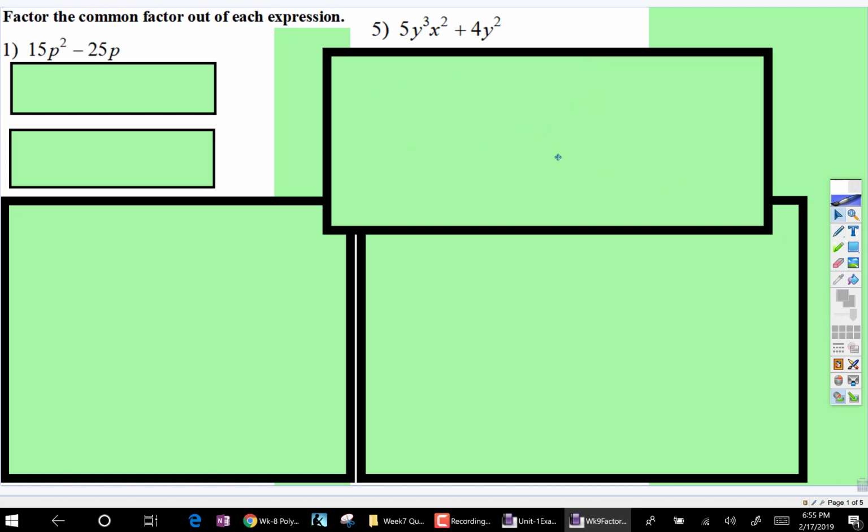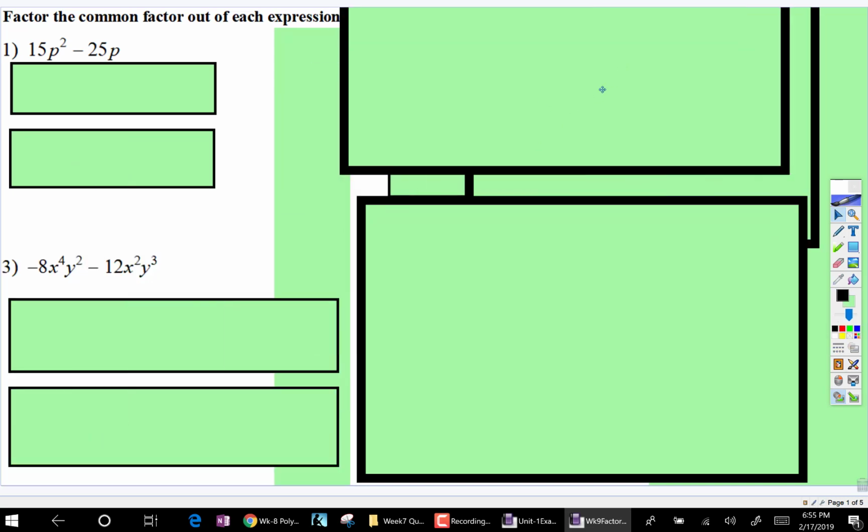So writing factors out is a good way to do it. So let's see what we have here. Well, negative 8 is the same thing as writing negative 2 times 4, and that's x to the 4th. I'm just going to write x to the 4th as x squared times x squared, and then times y squared, and then subtract 12 is the same thing as 3 times 4, and there's an x squared. Well, here's a y squared. Well, y cubed is the same thing as y squared times y.